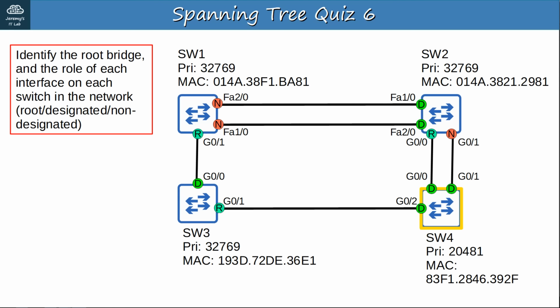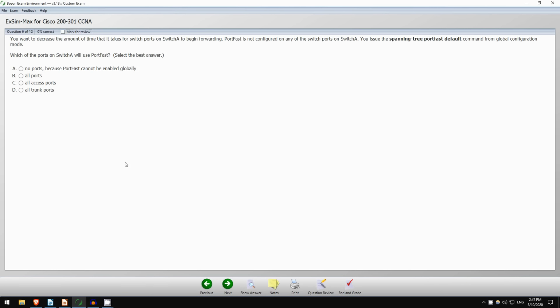Let's take a look at Boson ExSim. Okay, for today's Boson ExSim practice question, we're talking about port fast, which is an optional feature of Spanning Tree, which I haven't talked about in today's video. So, I won't give you the answer in this video, I'll just read the question, and then I'll give you the answer in the next lecture video, day 21.